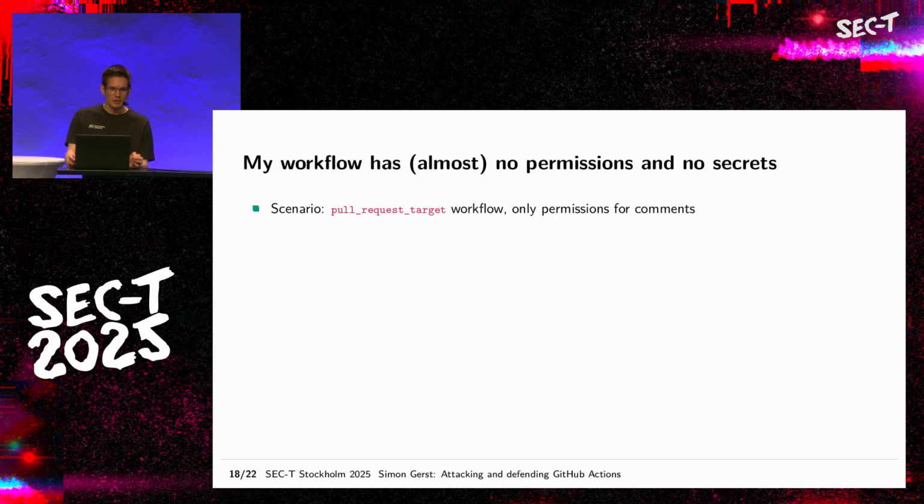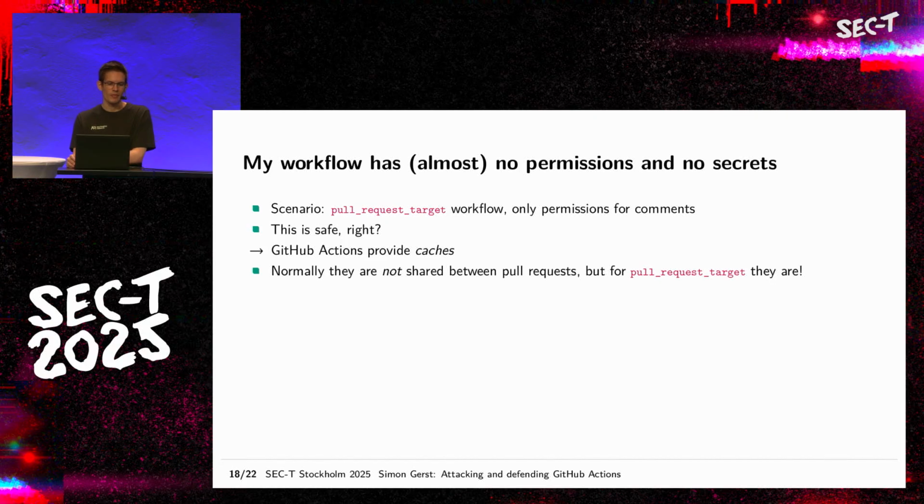But with pull request target, this is not safe, because GitHub Actions provides a caching service. And in most cases, like with pull requests, they are not shared. But with pull request target, again, they are shared. So what you can do is you poison the cache, and then you hope that some more privileged workflow uses the cache, and so you can privilege escalate it.